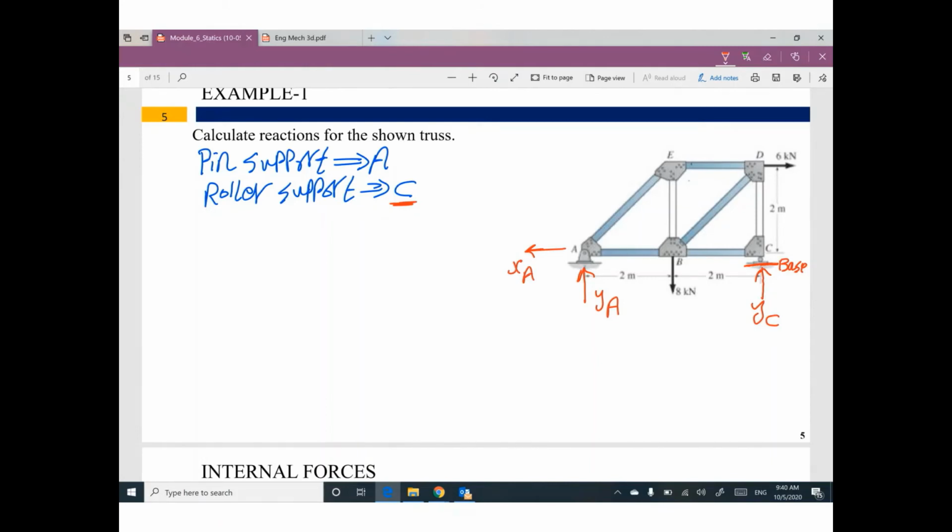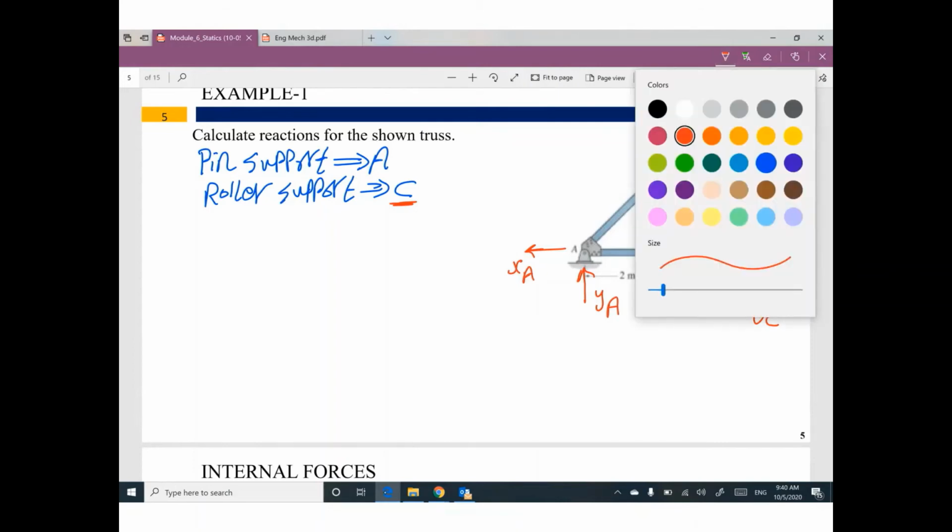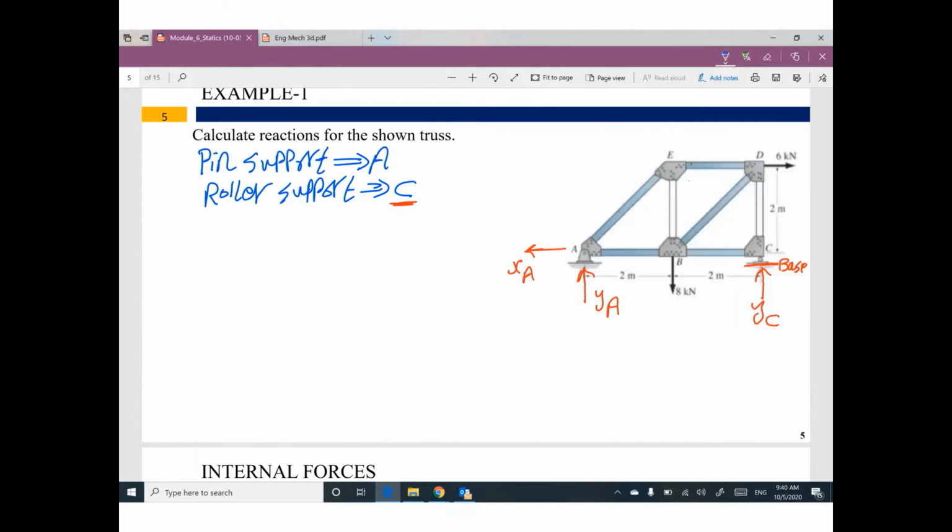What else? What is the next step? The next step, you need to apply three equilibrium equations. Do you remember them? Summation F of x equals 0.